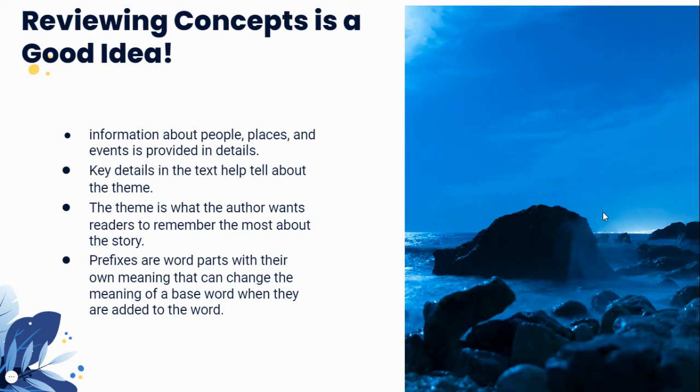Let's review the concepts we talked about in this lesson. Information about people, places, and events is provided in details. Key details in the text help tell about the theme. The theme is what the author wants readers to remember the most about the story. Prefixes are word parts with their own meaning that can change the meaning of a base word when they are added to the word.